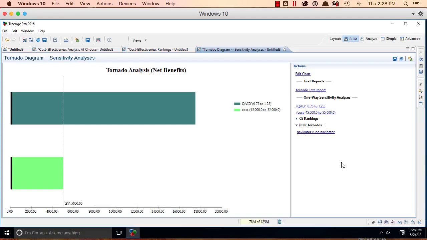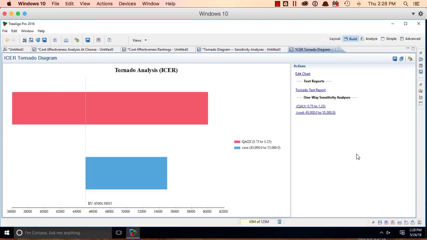The third main point about this graph is that the net monetary benefit is more sensitive to the larger bar. The larger the bar, the bigger the influence on the net monetary benefit. In this case, the dark green bar is the larger bar. That's quality, which has a larger influence. So in this example, quality has a larger influence on the net monetary benefit than cost, because the dark green bar for quality is larger. The light green bar for cost is smaller. Cost has a smaller influence on the net monetary benefit.